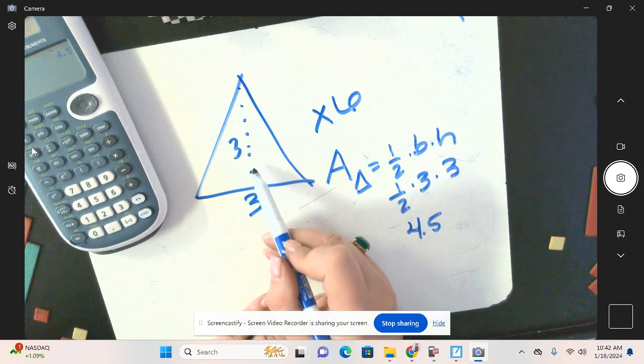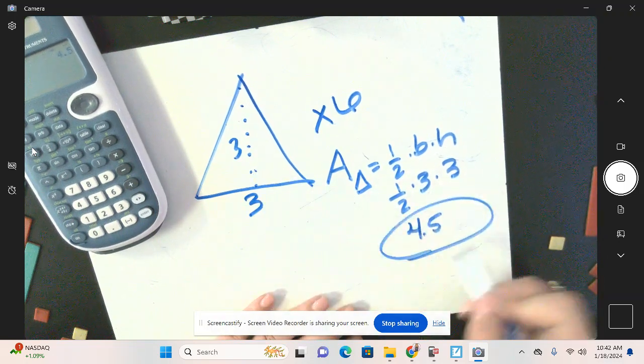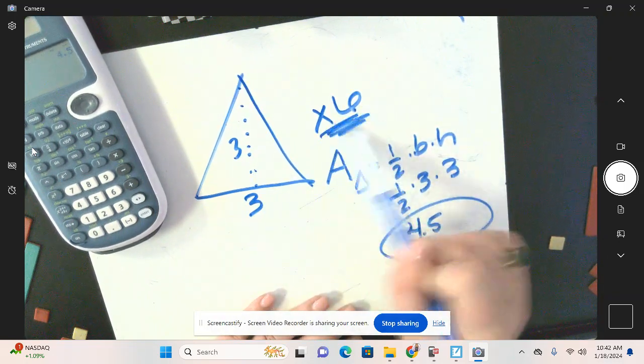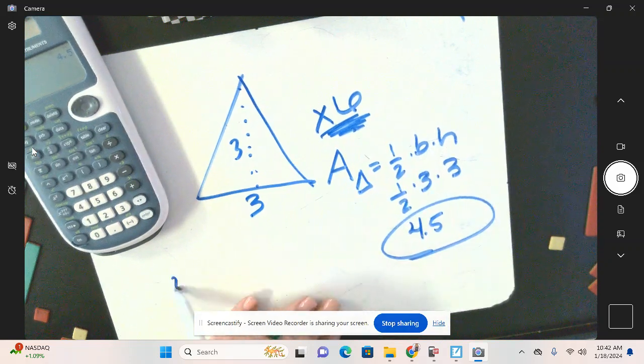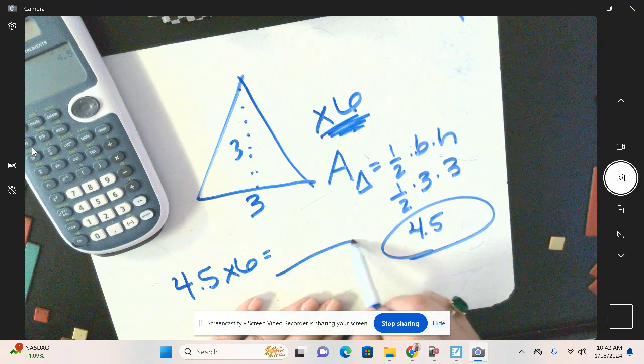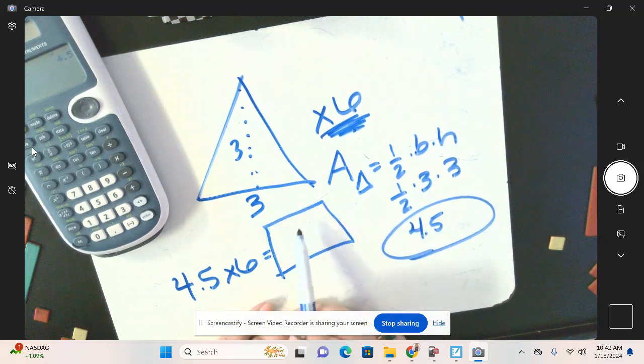So one of these triangles equals 4.5. Okay. But we need 6 of those. So we have to come over here and we need to do 4.5 times 6. And that's going to give me my total answer right here of the total area for all 6 tables.